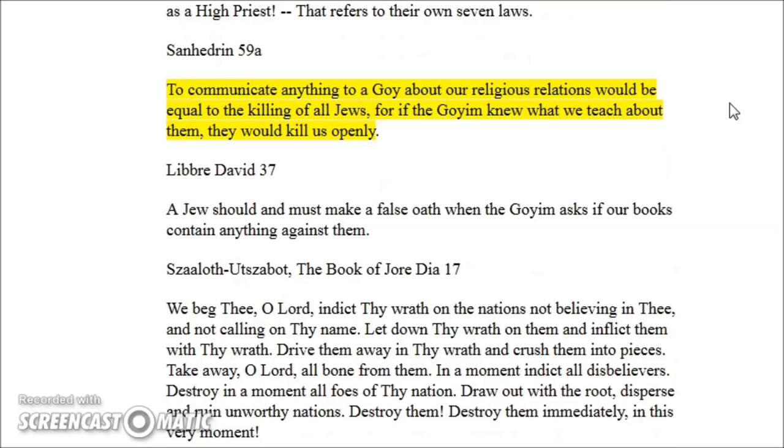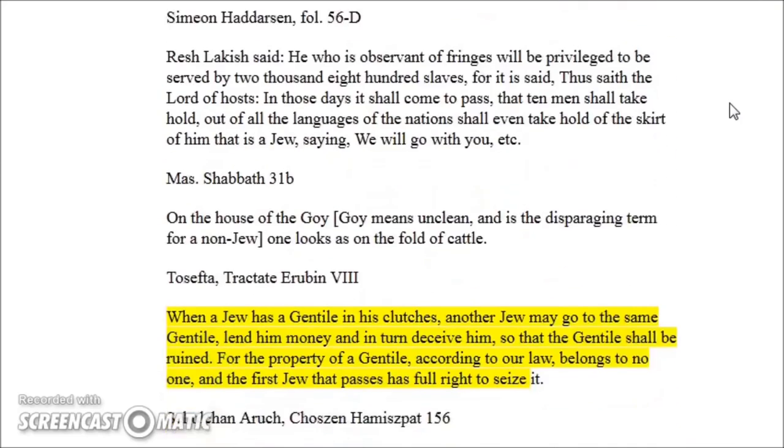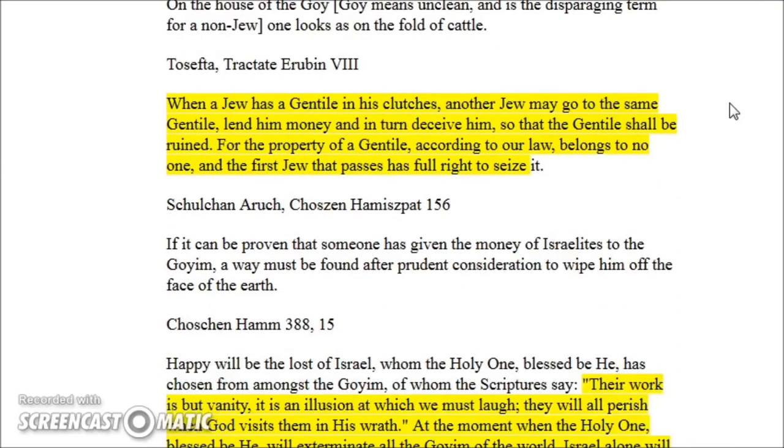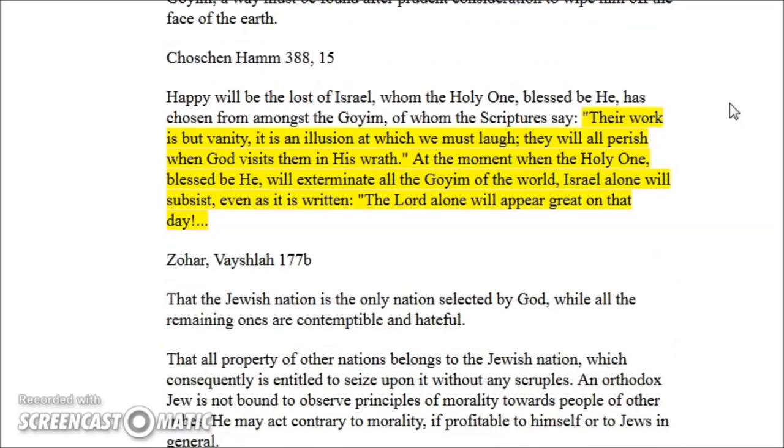We scroll down and we read that to communicate anything to a goy, someone who is non-Jewish, about our religious relations would be equal to killing all Jews, for if the goyim knew what we teach about them, they would kill us openly. And this one: when a Jew has a Gentile in his clutches, another Jew may go to the same Gentile, lend him money, and in turn deceive him, so that the Gentile shall be ruined. For the property of a Gentile, according to our law, belongs to no one, and the first Jew that passes has full right to seize it. And this one should knock your socks off.